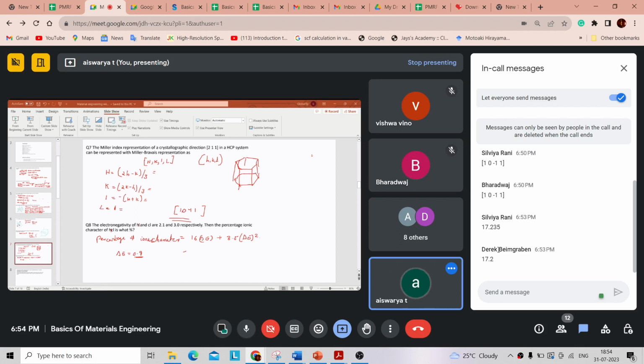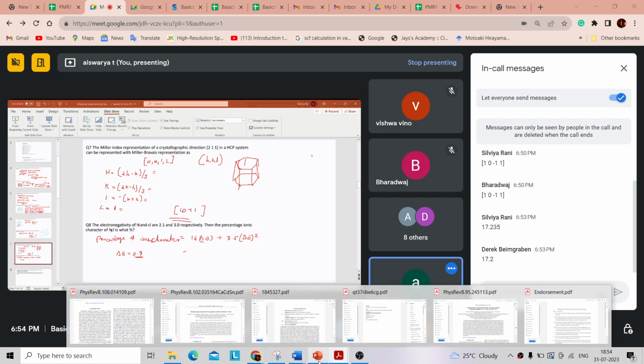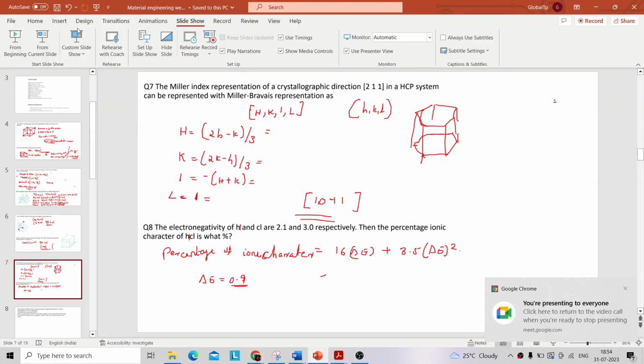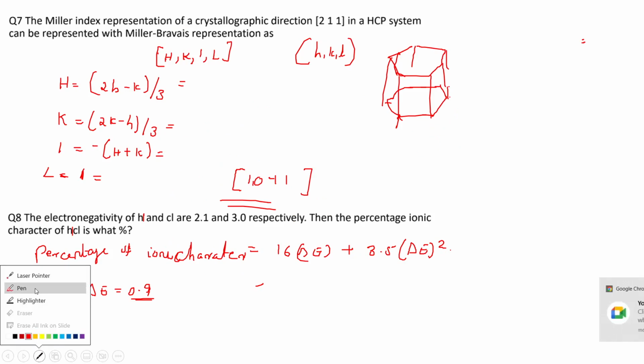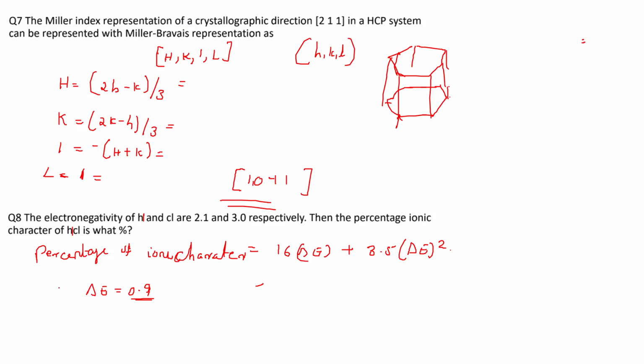Yeah, the answer whatever you have got, 17.2%, that is correct. So the percent ionic character of the HCl molecule is 17.2%.